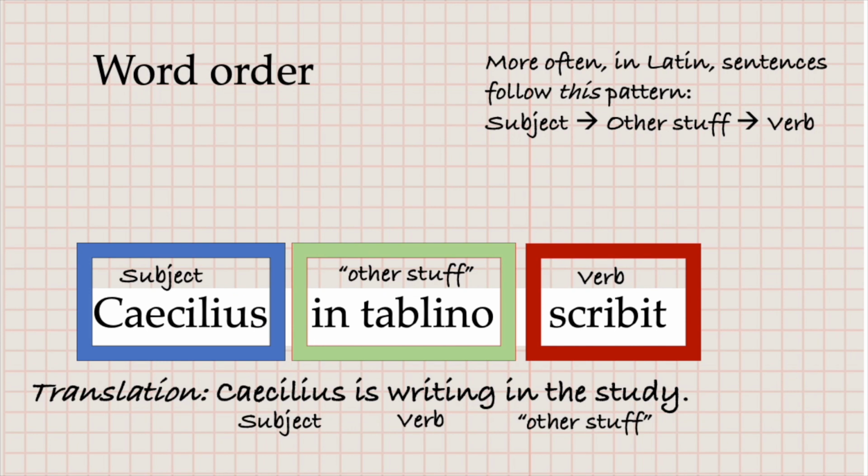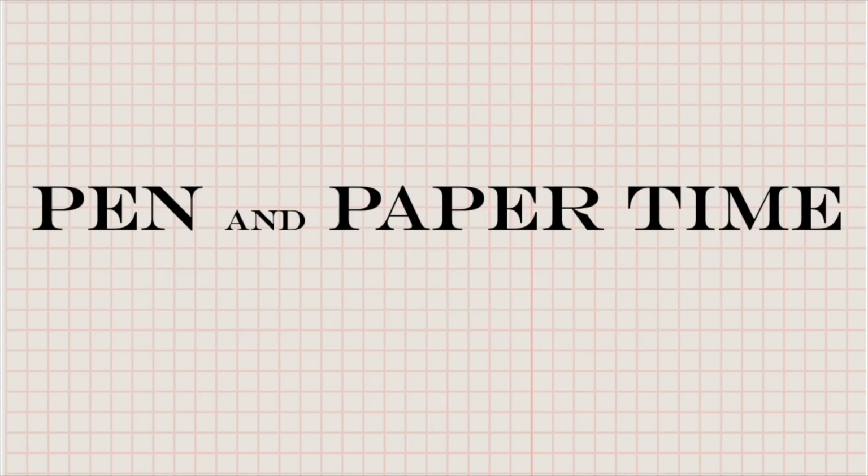Here's a more frequent word order for a Latin sentence. In this case, it's subject, other stuff, verb. So the subject goes at the start, Caecilius, what he's doing goes at the end, writing, and then all the other extra information goes in the middle of our sentence. This time it's where he is, in the study. Caecilius is writing in the study.